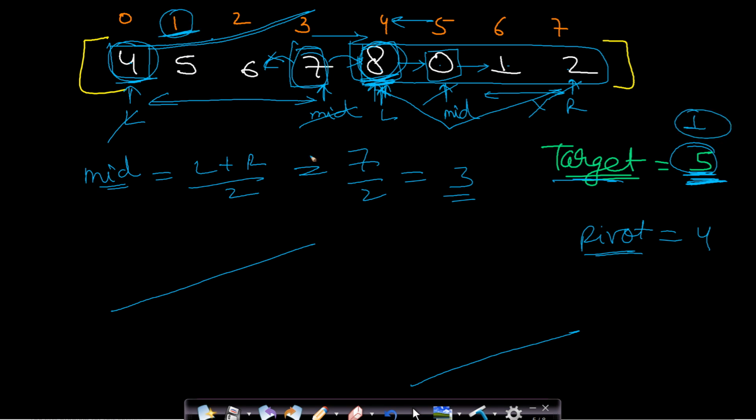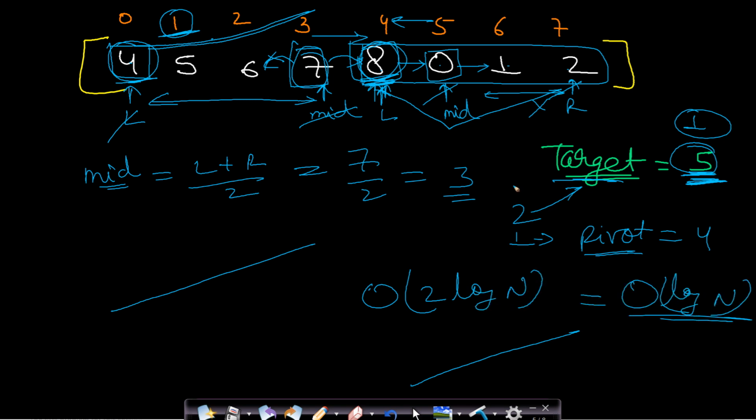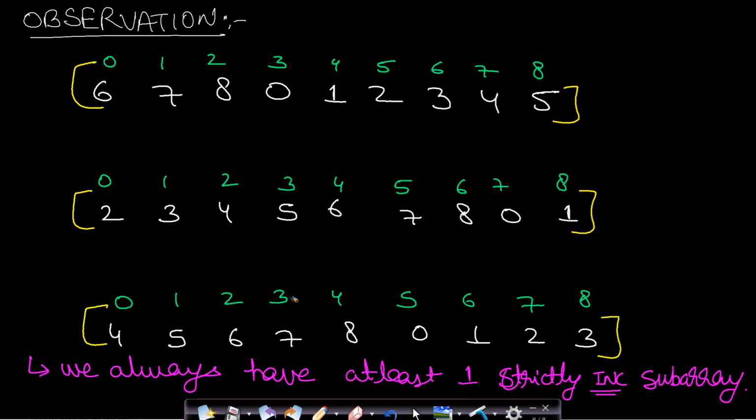If the element is found, then we will return its index, and in this case the answer will come out to be 1. So this approach is taking two traversals, one for finding the pivot element and the second for finding the target element. Therefore the total time complexity will be order of 2 log n, which is effectively order of log n. But this process will take slightly more time than a one traversal process. So let us optimize it and solve it in just a single traversal.